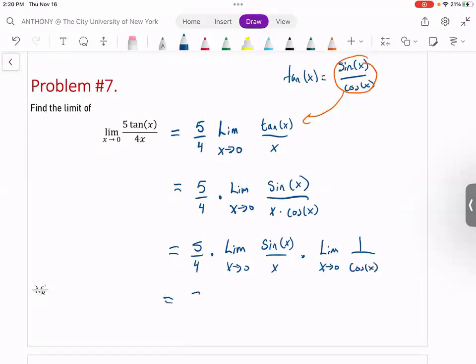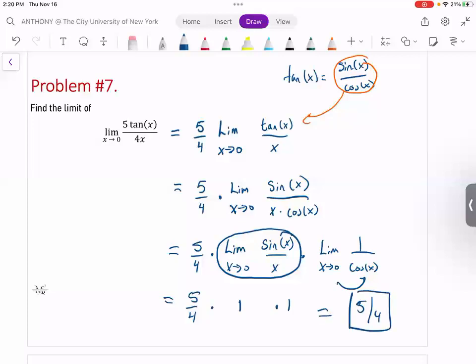Well, now we're ready to solve. We have 5 over 4. This is a special limit here. This is going to go to 1. As x approaches 0, cosine of 0 is 1. So 1 over 1 is 1. Multiply the 3 numbers, you get 5 over 4, and you can call it a day.